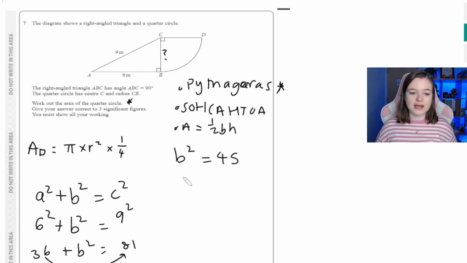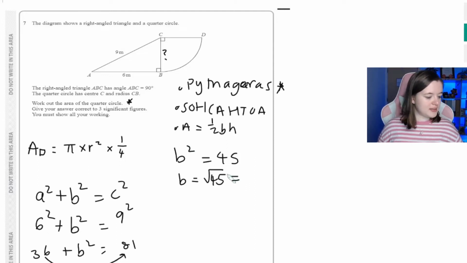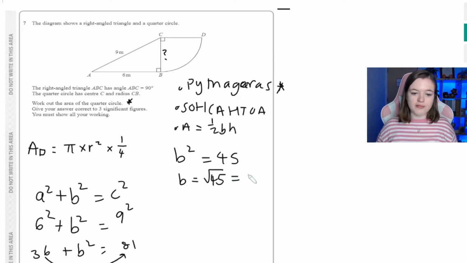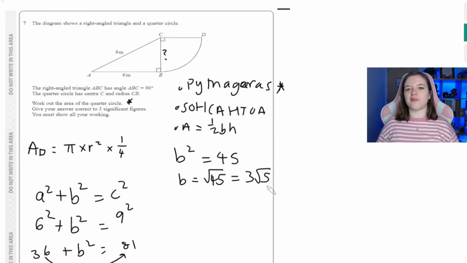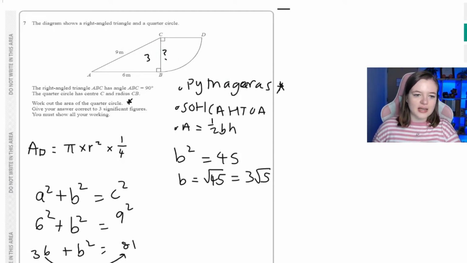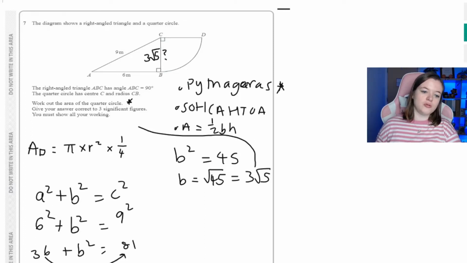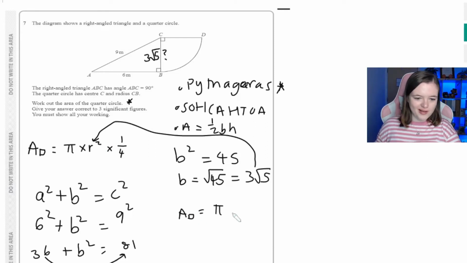I'm going to get rid of this squared by square rooting both sides, which gives probably some awful decimal, 6.708203932, or 3 root 5. Kind of gross, so I'm going to leave it as 3 root 5, a bit nicer. So then I know that this length here is 3 root 5, and that is the radius. I'm going to be able to put this in there. So the area of the quarter circle is equal to pi times 3 root 5 squared times 1/4.